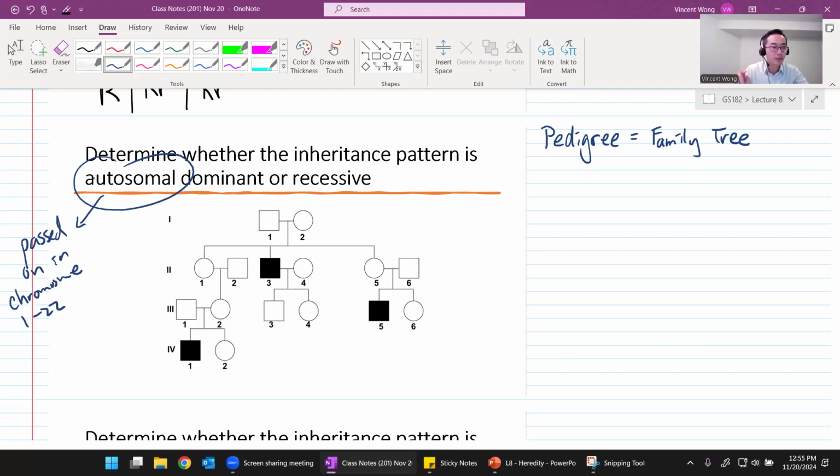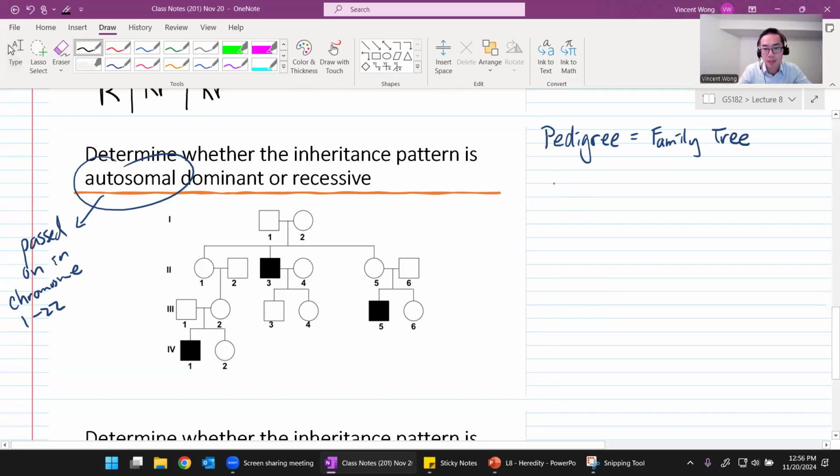If I give you a pedigree and I want you to figure out the inheritance pattern, it will either be autosomal dominant or autosomal recessive. Okay, I'm not gonna throw in the sex link and stuff in the pedigree. So you only have two choices when you look at a pedigree. You only have to tell me whether it's dominant or recessive. So, how do you tell?